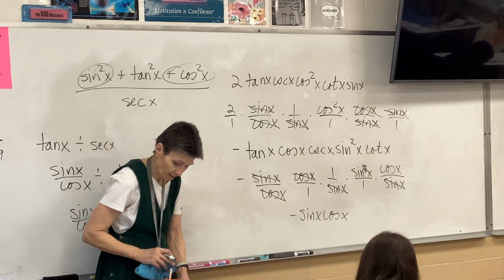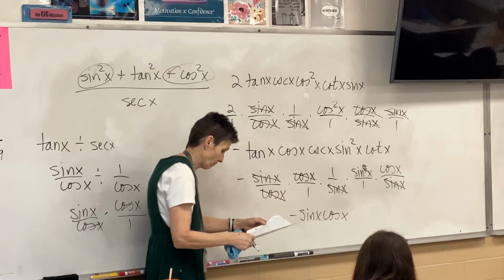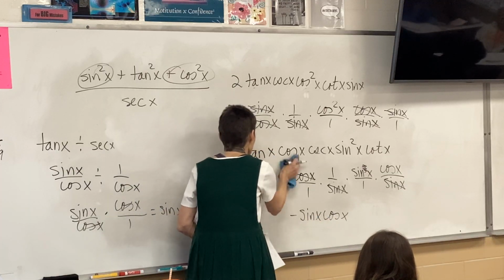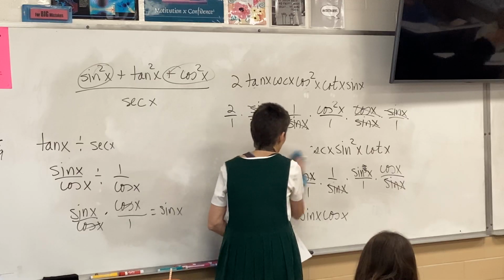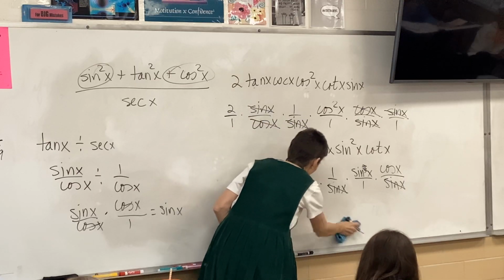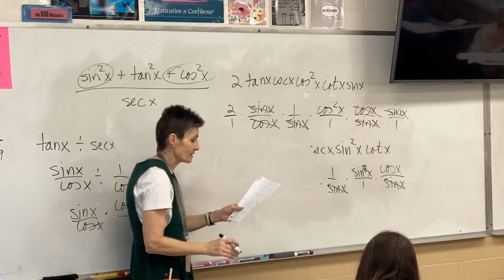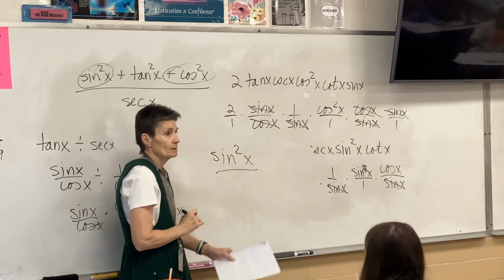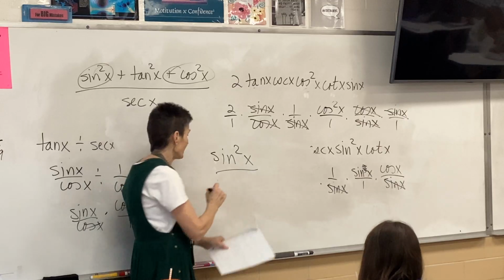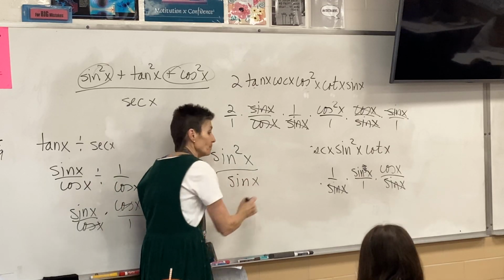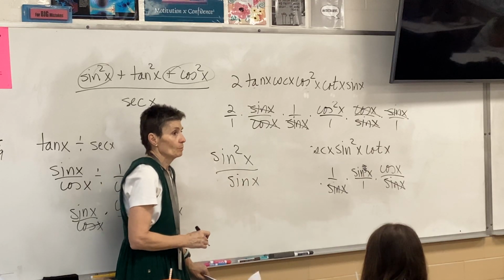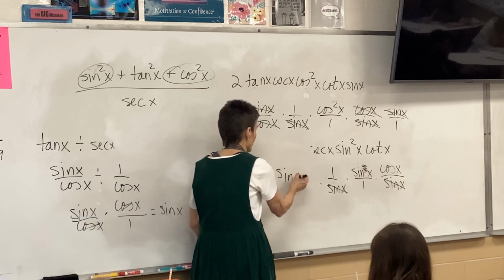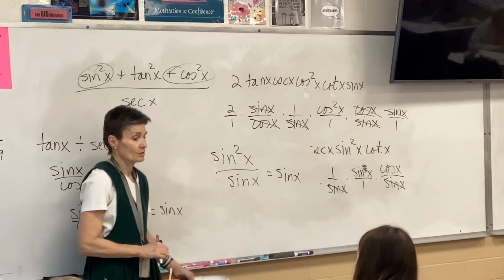All right, there should be 1 left. Which one is it? 4. Okay, number 4. What is in the numerator? Sine squared. 1 minus cosine squared is sine squared. The denominator is sine. We're going to cancel. And this one is also sine. A bunch of them are sine.